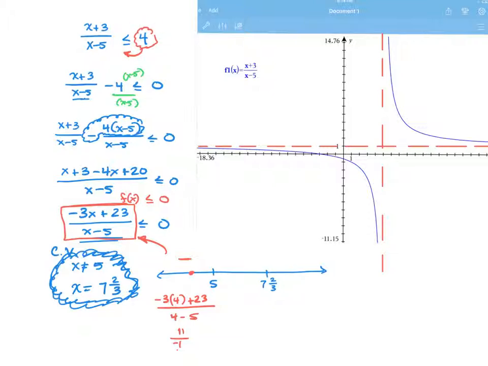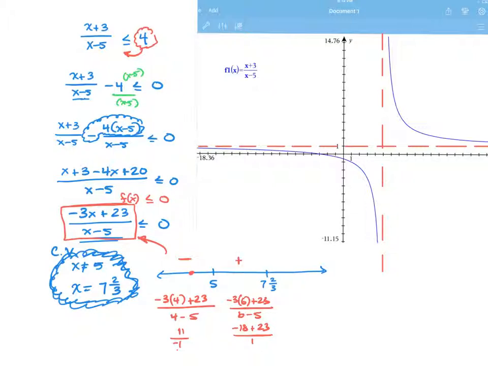All right? So just to show this some more, pick a number between 5 and 7 2/3. I'll pick a number like 6. So I go ahead and do sign analysis, which means I plug it in and check: is the answer positive or negative? If it's positive, I want it to be negative, which means it doesn't work. So we go negative 3 times 6 plus 23, divided by 6 minus 5. Negative 3 times 6 is negative 18, plus 23 is positive 5, divided by 1 is positive.